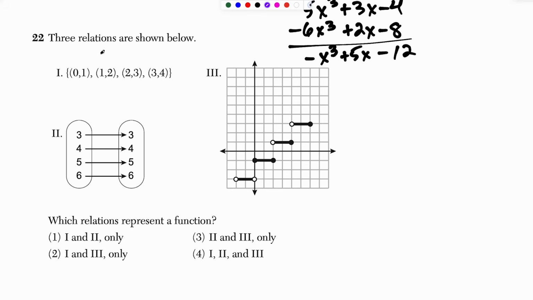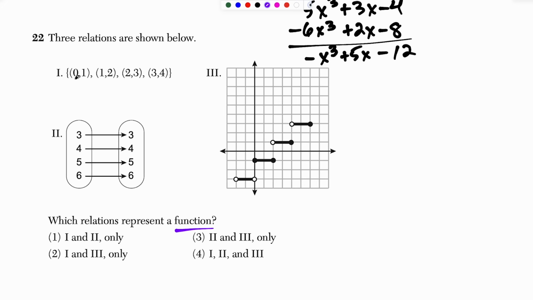Question 22, 3 relations are shown below. So we have Roman numeral 1, 2, and 3. And we want to know which relations represent a function. So you have to know that for a function, each input has one output. So for each x there is exactly one y value.